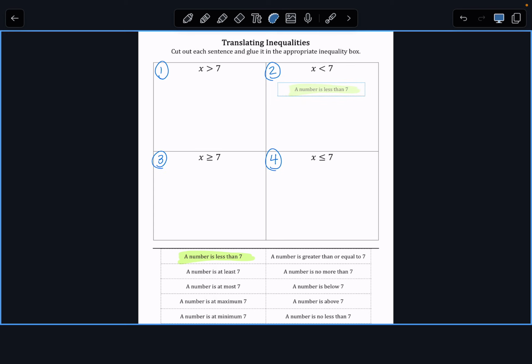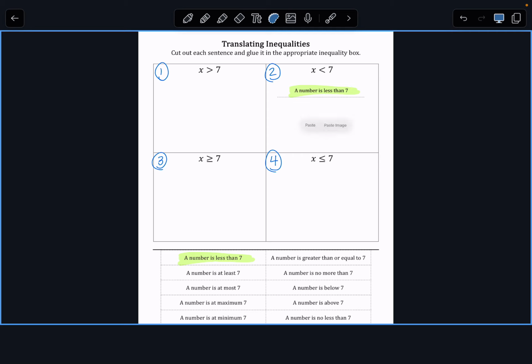It's already on the floor. All right. There we go. So there's one. I will wait.